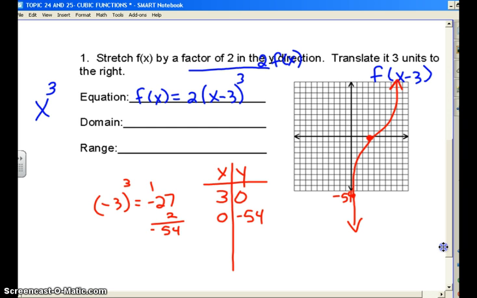All right, so the domain, what would be the domain? All real numbers. What about the range? All real numbers.